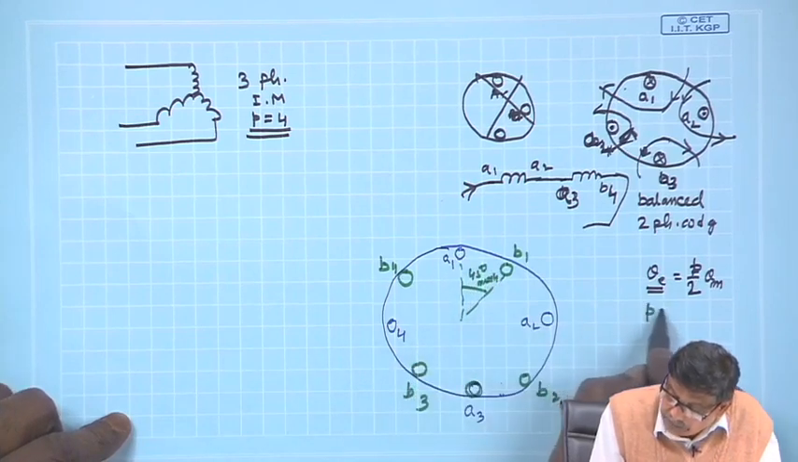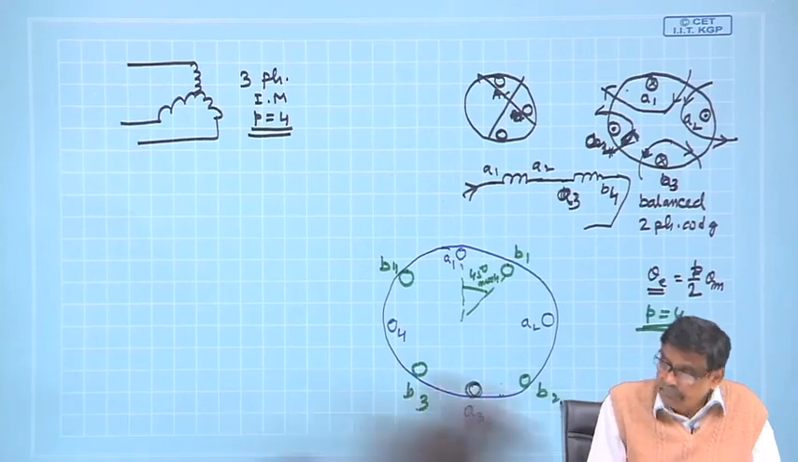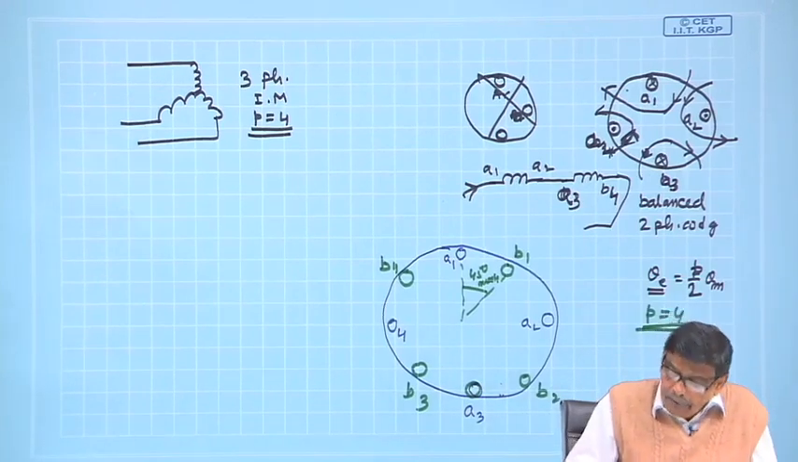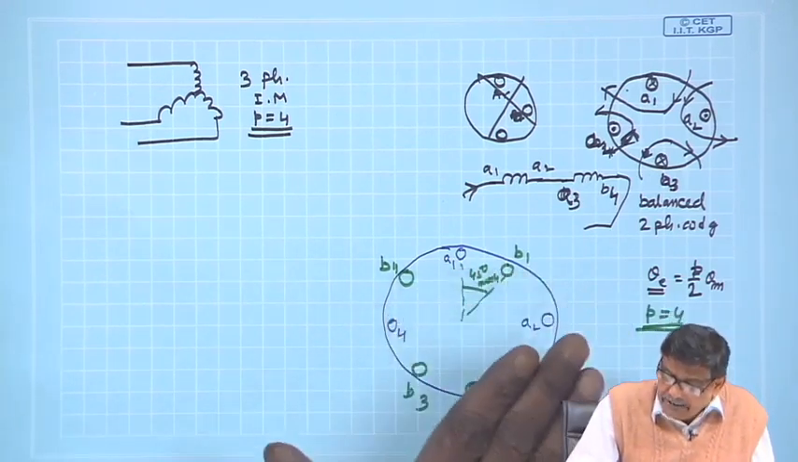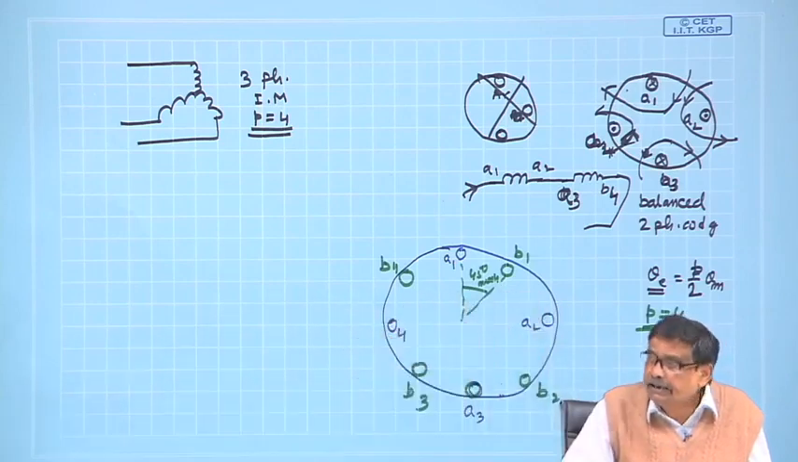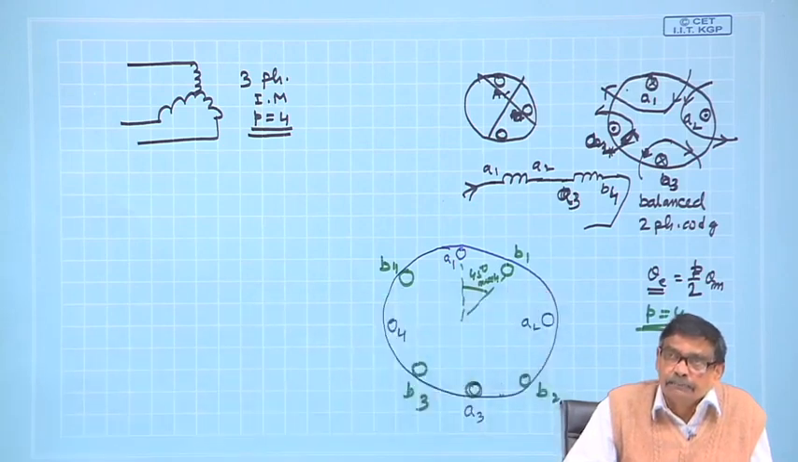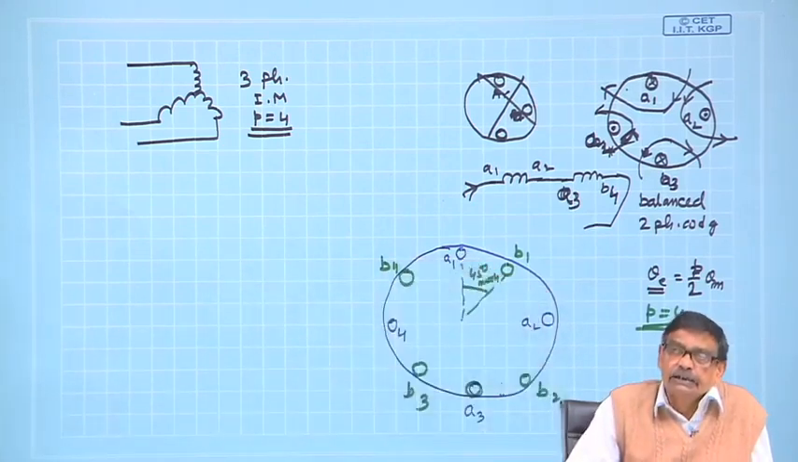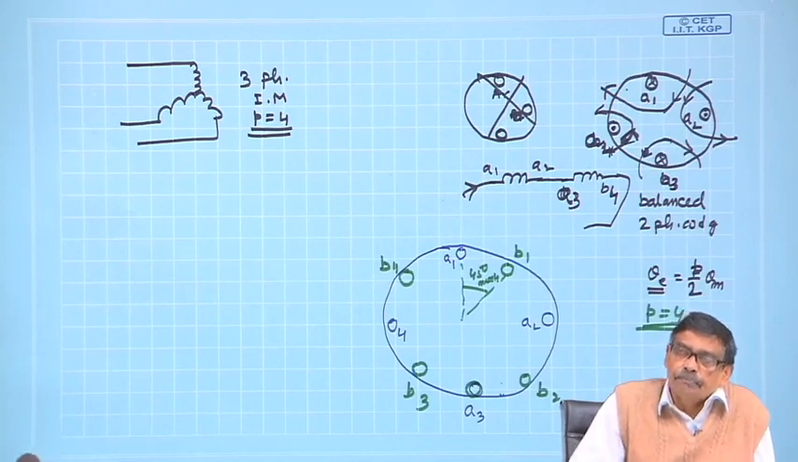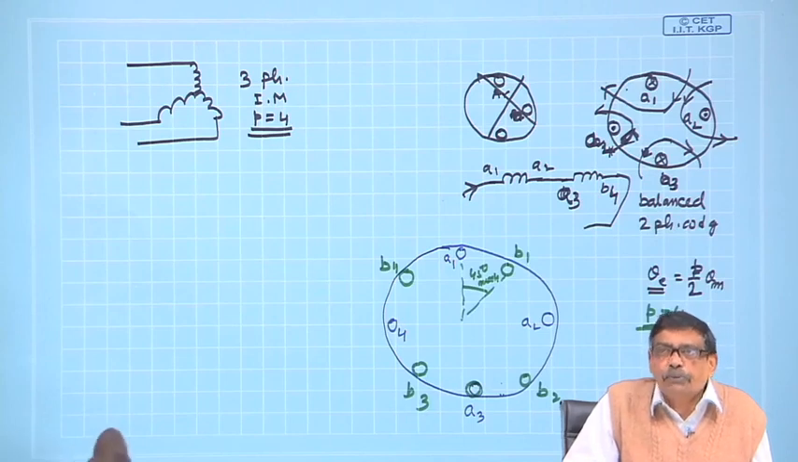For 4 poles, this will be the pattern. Therefore, A phase and B phase fields will be 90° apart. So, it is a balanced 2 phase winding, and such a balanced 2 phase winding, if it is excited from balanced 2 phase current, then also it will produce a rotating magnetic field.